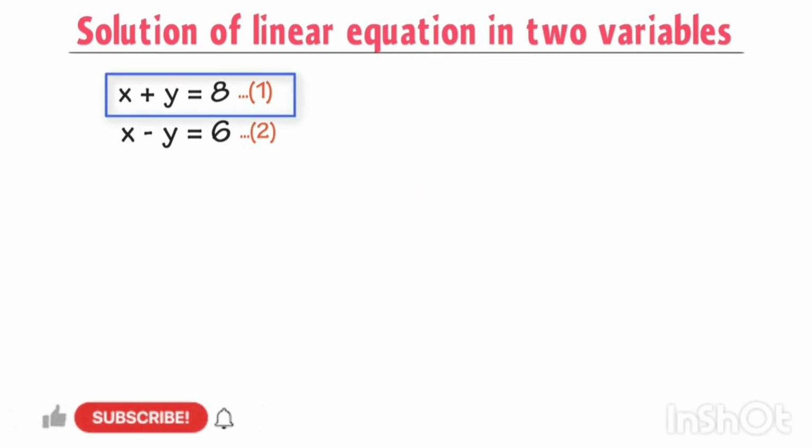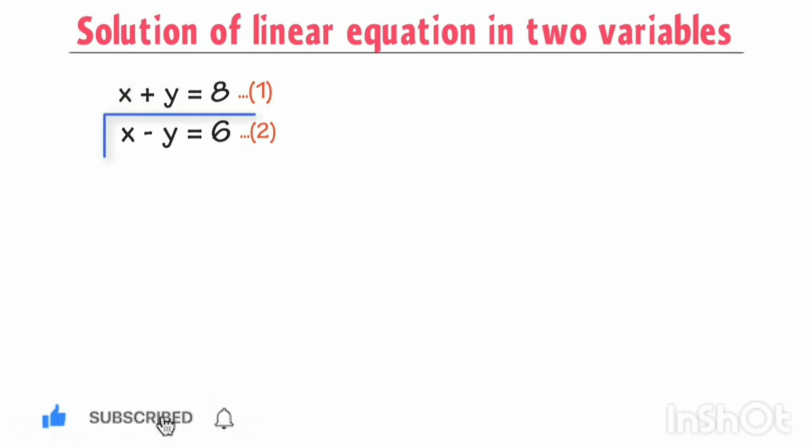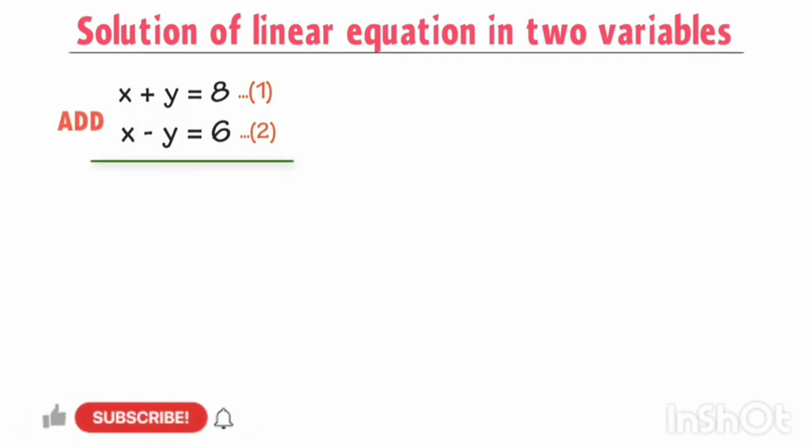Now look at equation number 1, where the coefficient of y is plus 1. And then look at equation number 2, where the coefficient of y is minus 1. So if we add equation number 1 and equation number 2, plus y and minus y will be cancelled out, and we will get only x variable. And then solving one variable equation will be a pretty easy job.